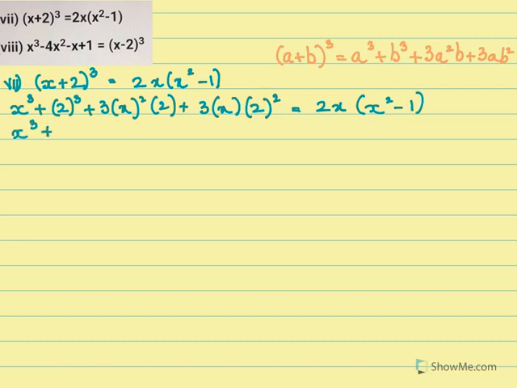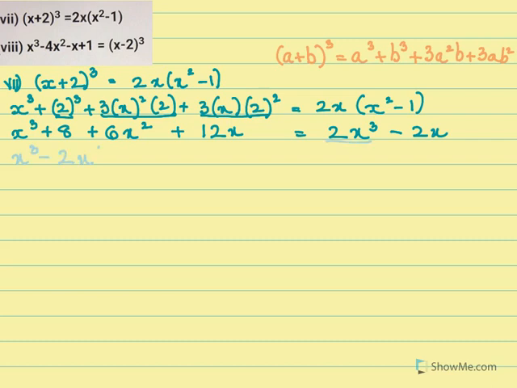So this is x cube, 2 cube is 8. Now this, when I multiply this thing, I'll get 6x square. Now here I will get 12x. This is equal to 2x cube minus 2x. In my next step, I'll bring all the terms together. So x cube, this term will become here minus 2x cube. I'll bring all the x square terms together. So this is my plus 6x square.